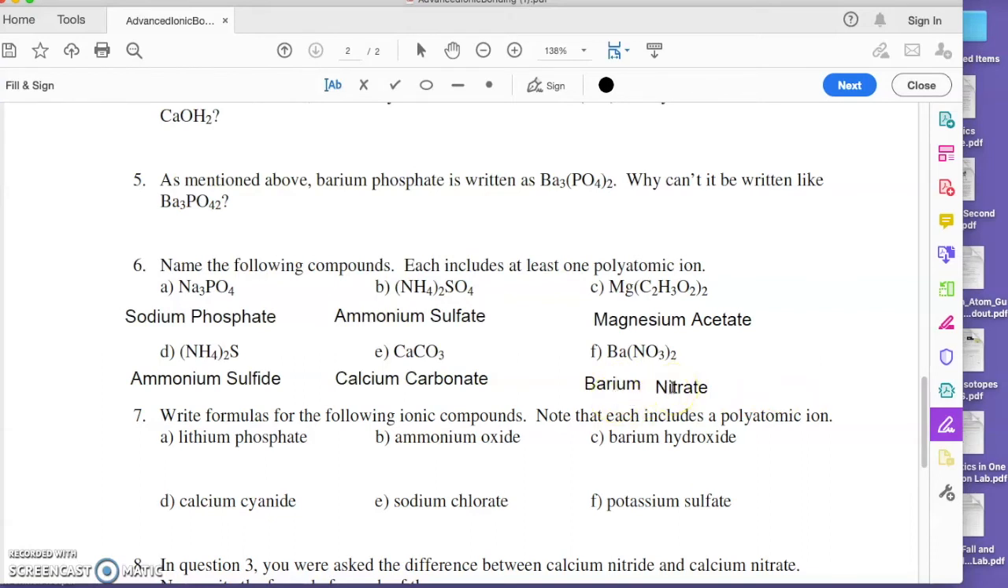All right. So just take the first element or polyatomic, write the name. The second one, if it's polyatomic, just write the name. But if it's not polyatomic, if it's one of our monatomics, remember we have to end them in IDE. Okay? And that's the names for this one.